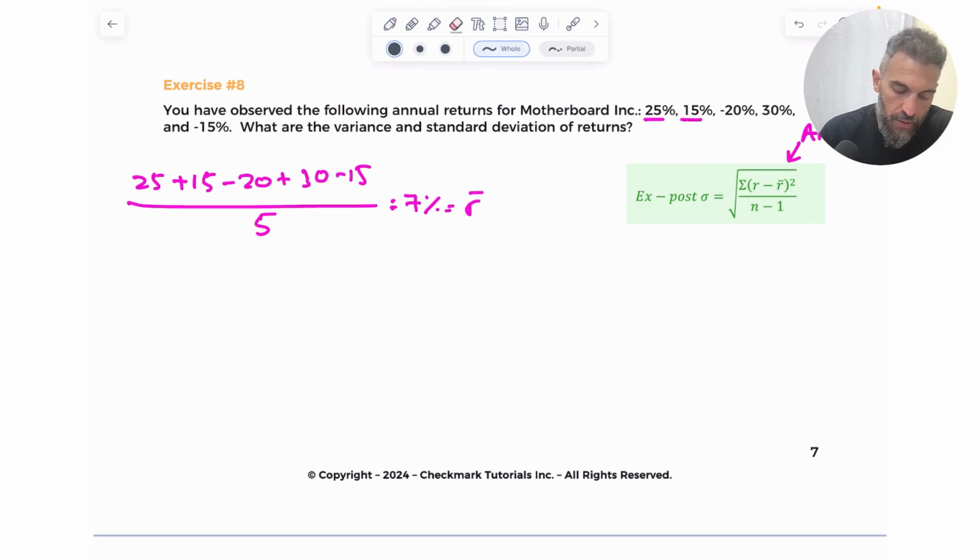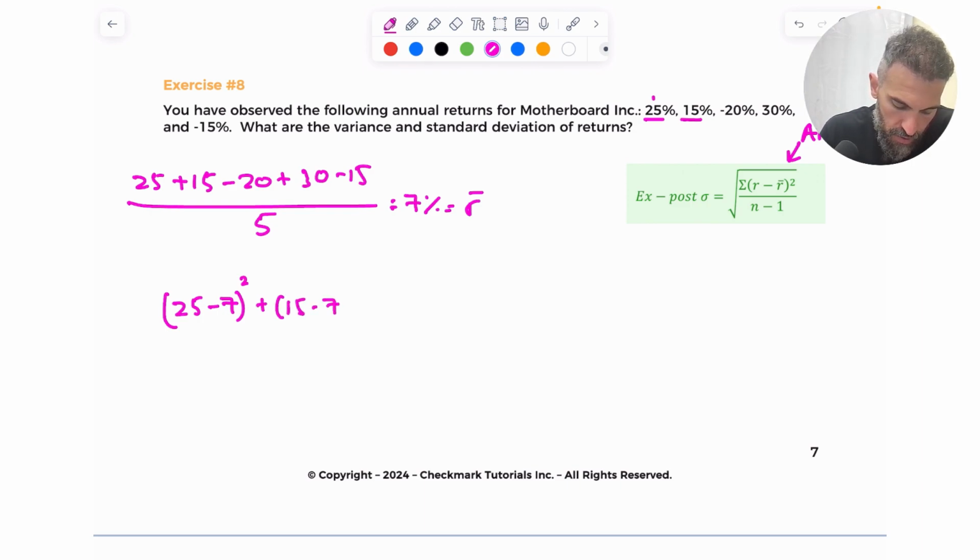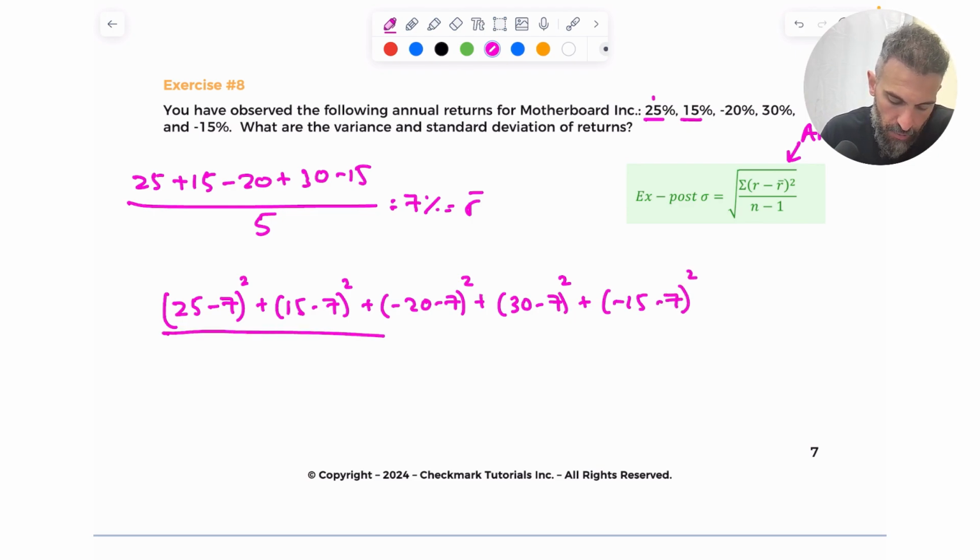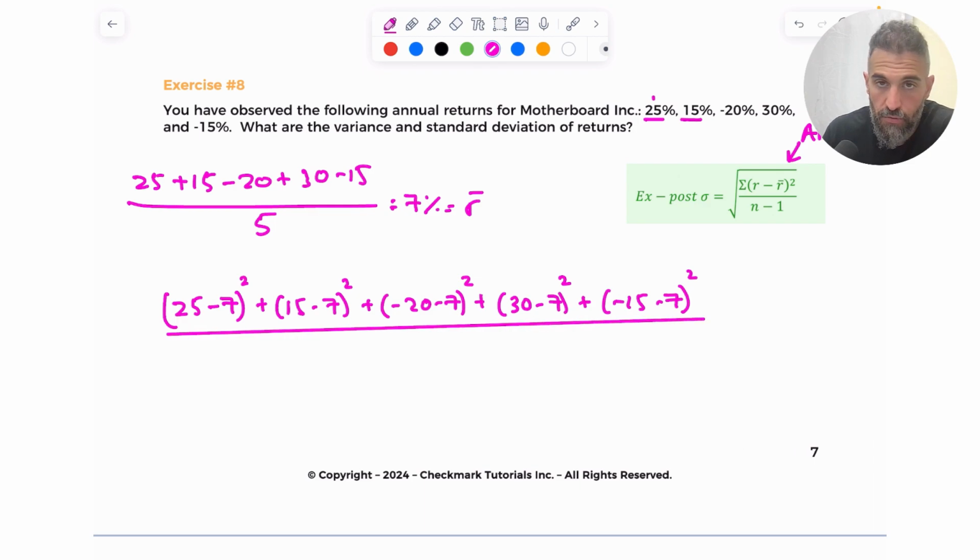Now what you're going to do for each one is the return minus the average. So 25, that's the first return, minus 7, squared, plus, and then you do each one. The next one is 15 minus 7 squared. Plus negative 20 minus 7 squared. Plus 30 minus 7 squared. Plus negative 15 minus 7 squared. All that over n minus 1, n being the total number of returns, your sample size basically. In this case that's 5, so 5 minus 1. Big square root.